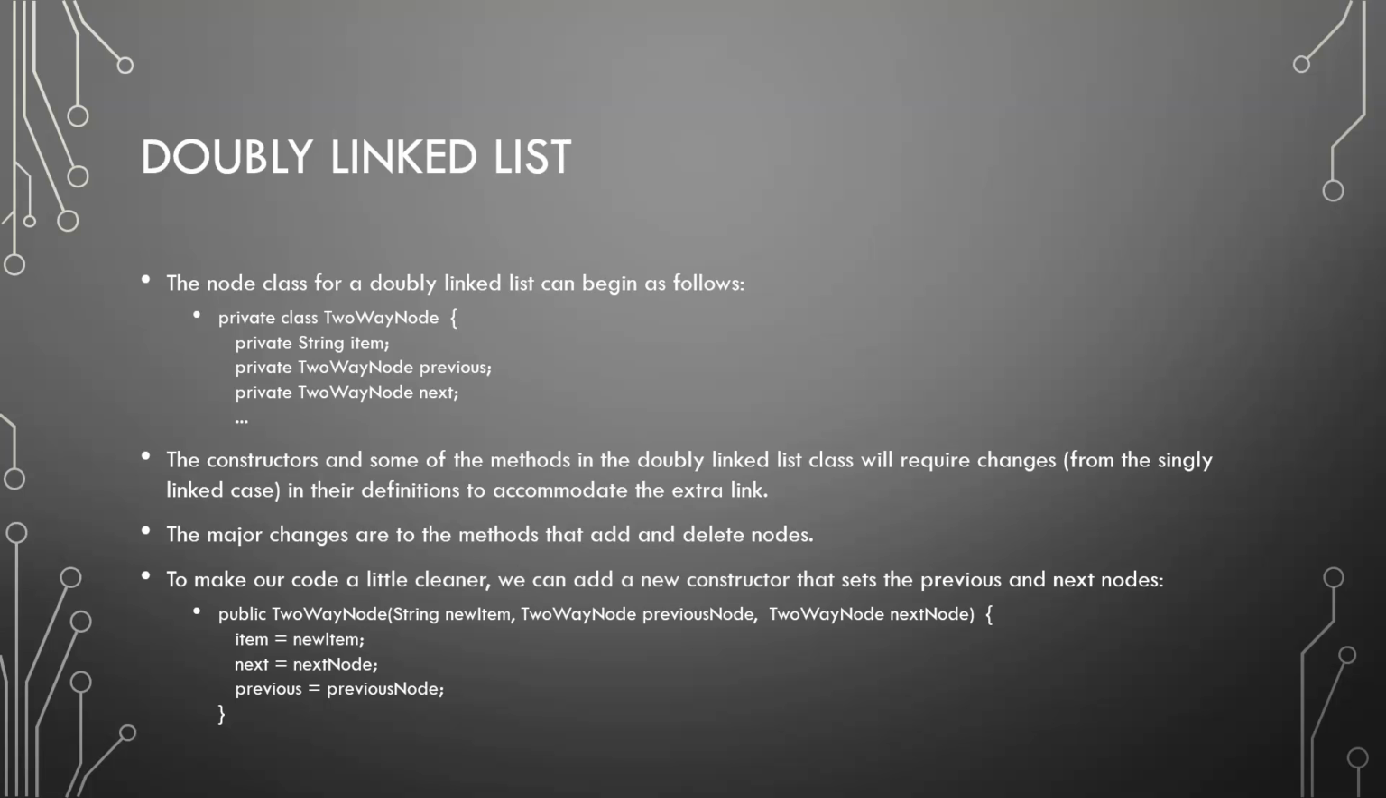So to make our code a little bit cleaner, we are going to add a new constructor that sets the previous and the next nodes. Public TwoWayNode(String newItem, TwoWayNode previousNode, TwoWayNode nextNode): item is equal to newItem, next is equal to nextNode, and previous is equal to previousNode.